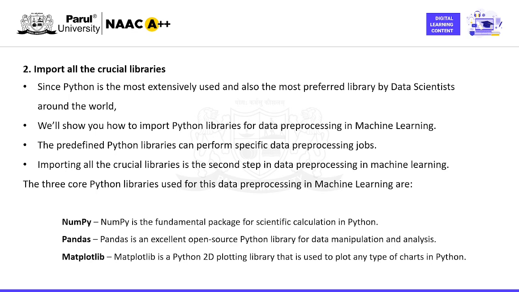Matplotlib. Matplotlib is a Python 2D plotting library that is used to plot any type of chart in Python. As all of you know very well, when we perform analysis of any data, then we plot our output in the form of any graph, any chart. So if you want to plot the chart or graph of the data, then we have to import the matplotlib library in our model.